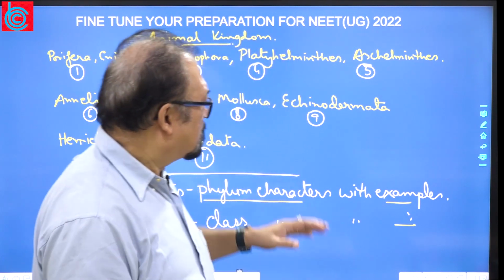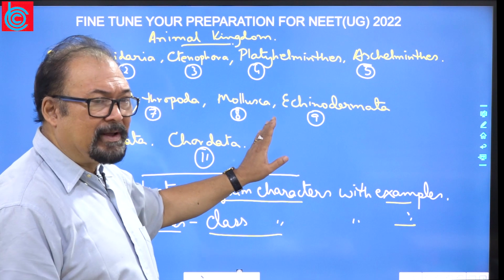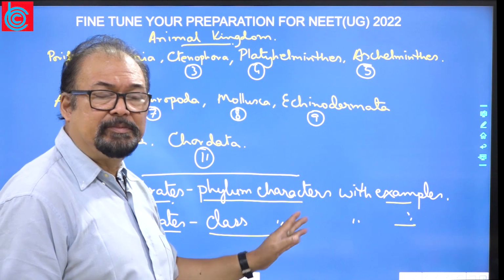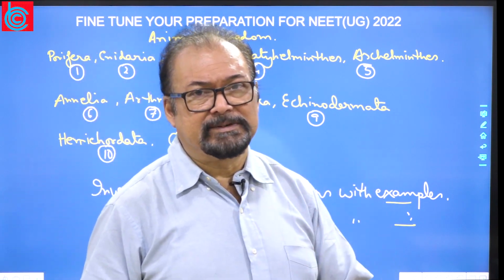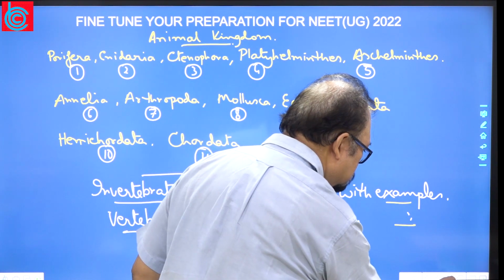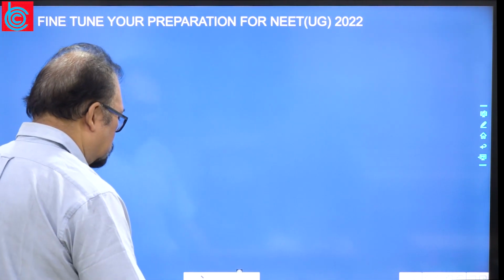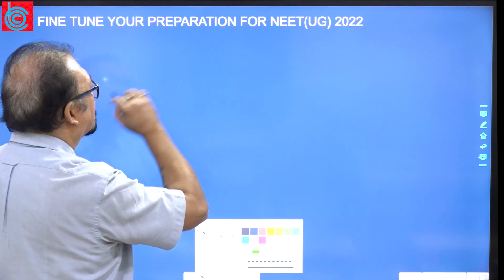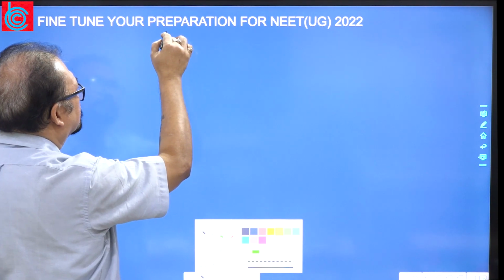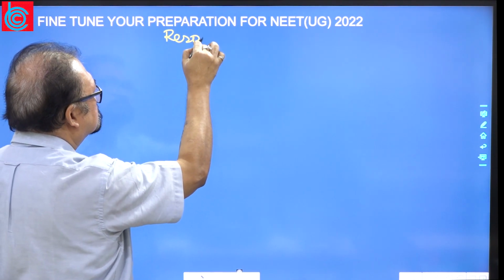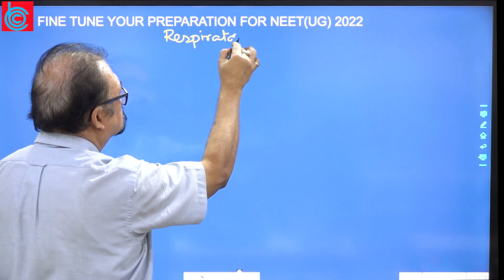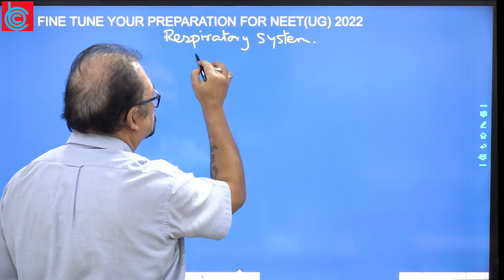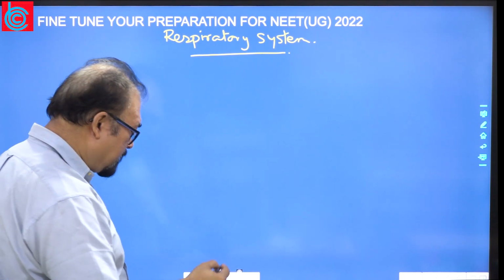Okay, just see the board. We name all the phyla; invertebrate phylum characters will be discussed with examples, and vertebrate class characters will be discussed with examples. Systems. Respiratory system. What are the main points?